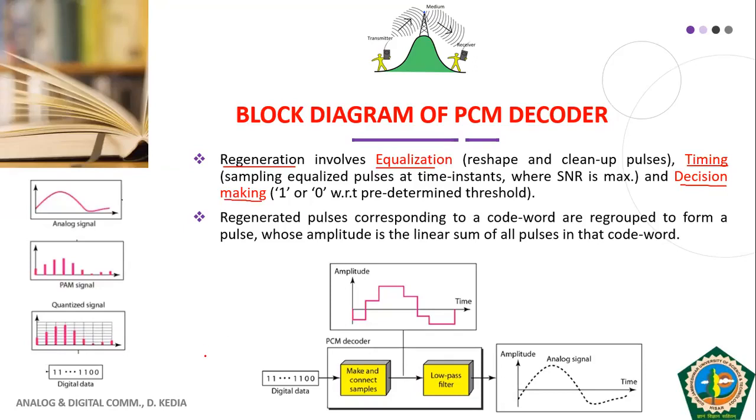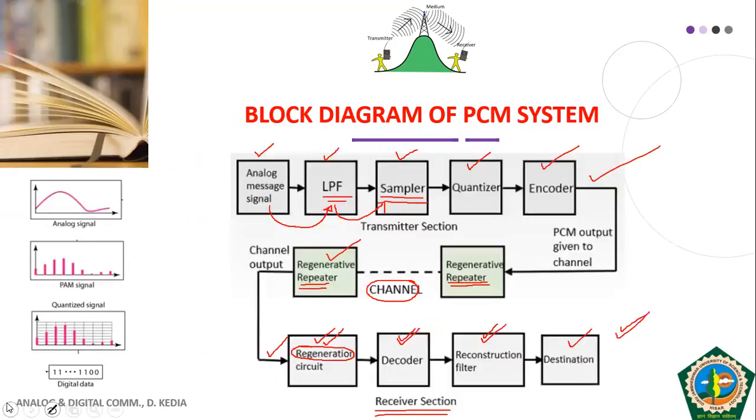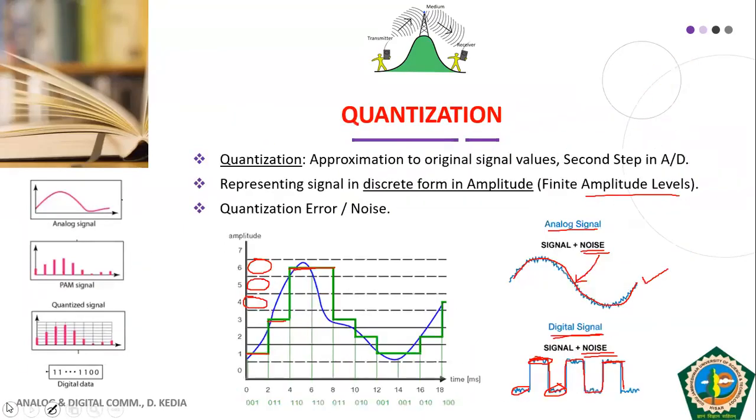I told you that once noise has entered here, let me erase and show you. See, this is what we get at the input of my receiver. Noise is present here. So equalization means I'll be removing this noise. After passing it through a clipping circuit, I can easily remove this. It means I am cleaning my pulse.